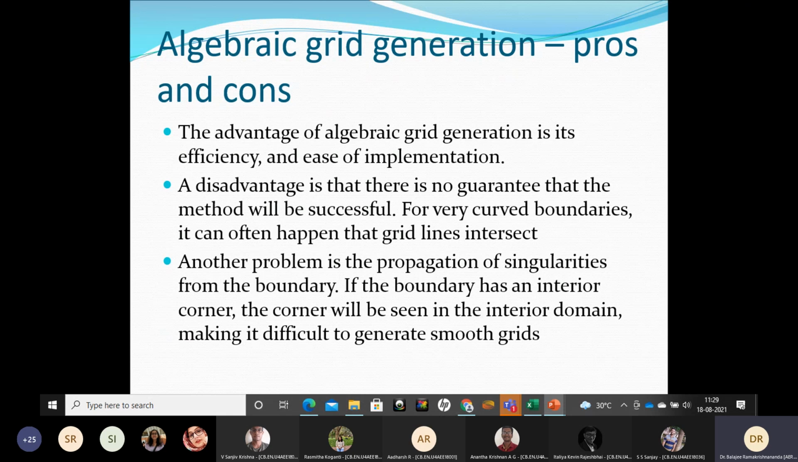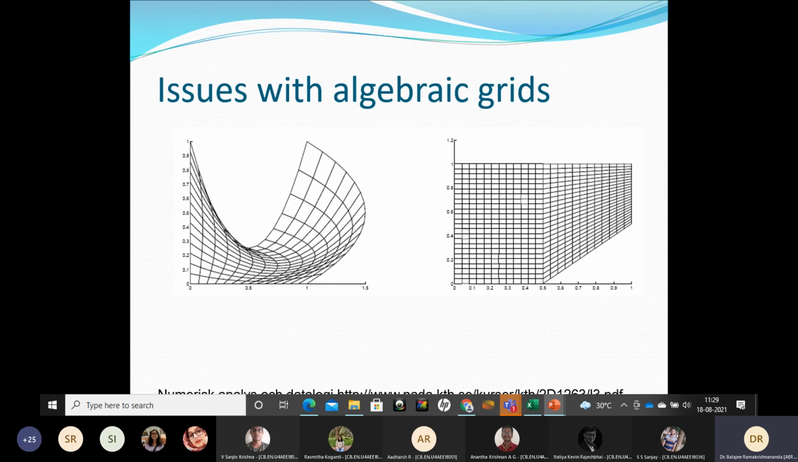The disadvantage is that there is no guarantee that the method will be successful. For very curved boundaries, you may get some garbage. Like, the grid lines may go outside the domain, or grid lines may intersect and cross each other and create confusion. This is what is shown in the leftmost figure.